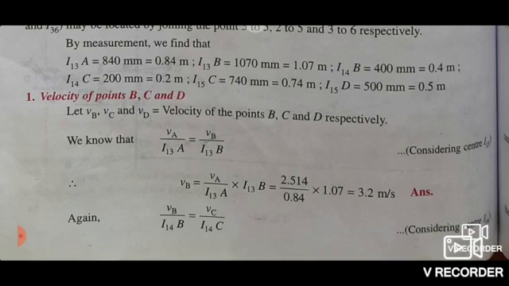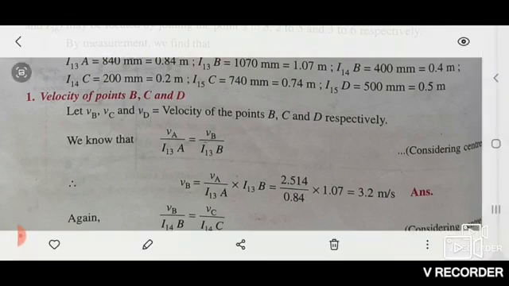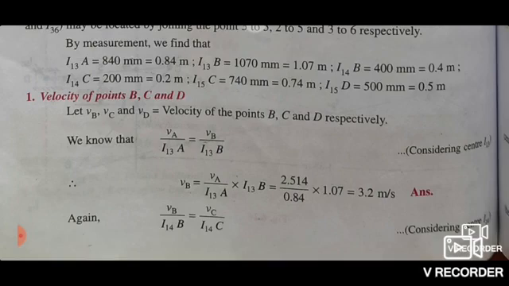Now we have to calculate the velocity of points B, C and D. Let VB, VC and VD be the velocities of points B, C and D respectively. So we know that VA by I13A equals VB by I13B, considering center I13.